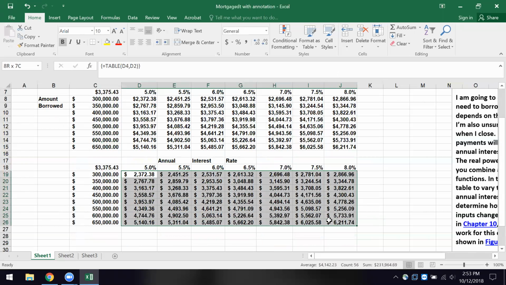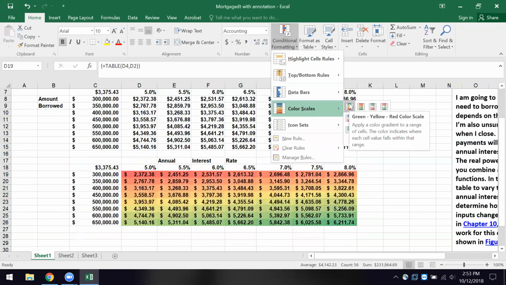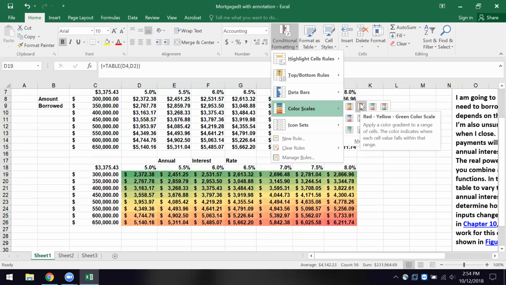And I'm going to highlight this area. I'm going to click on conditional formatting. I use color scales. Okay. And I want to reverse this because I want the lower payment. So notice what I did here.